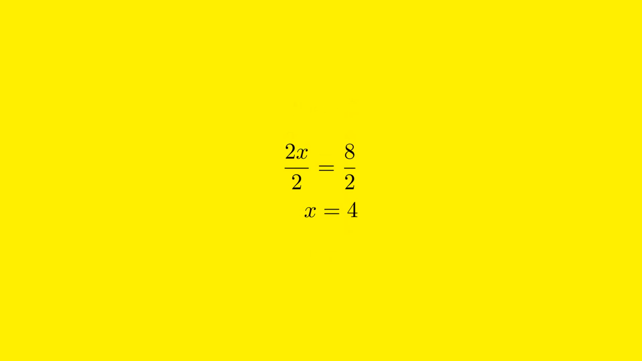To ensure that the operation is correctly applied, we divide both sides of the equation by 2. On the left side, we have 2 times x divided by 2. On the right side, we have 8 divided by 2. When we divide 2 times x by 2, the 2's cancel each other out, leaving us with x. On the right side, when 8 is divided by 2, it simplifies to 4. Now we have x equals 4. This is the final step, and it shows that the value of x is 4.